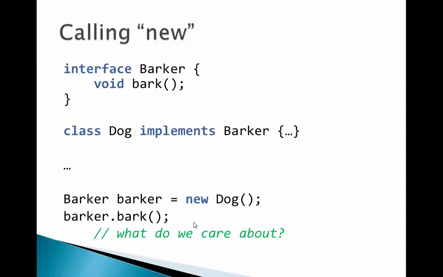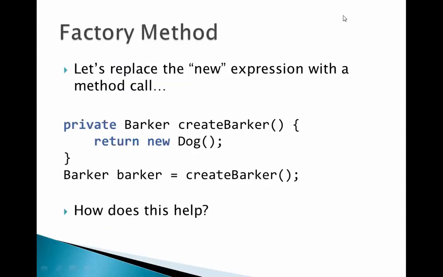So if we take a look at these two things, when we say barker.bark, what do we care about here? We're just caring that the dog can bark for us, right? We're not caring that it's a dog. It could be a dire wolf. It could be anything else. So what we're going to do is take that new expression and replace it with a method call. And what that does for us is we have a method here called createBarker, which returns a Barker. And now we've put that call to new Dog in one place.